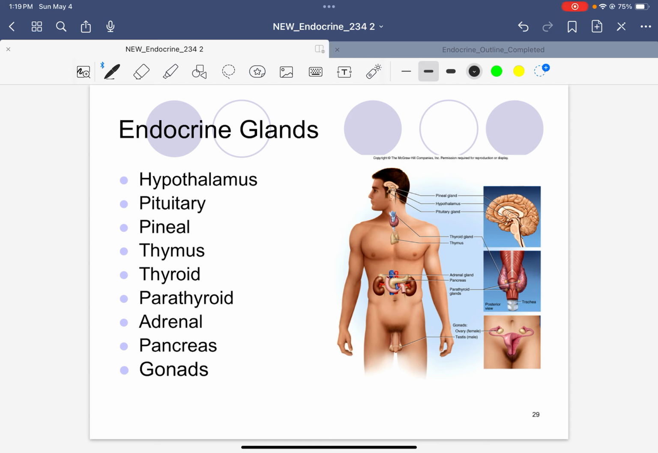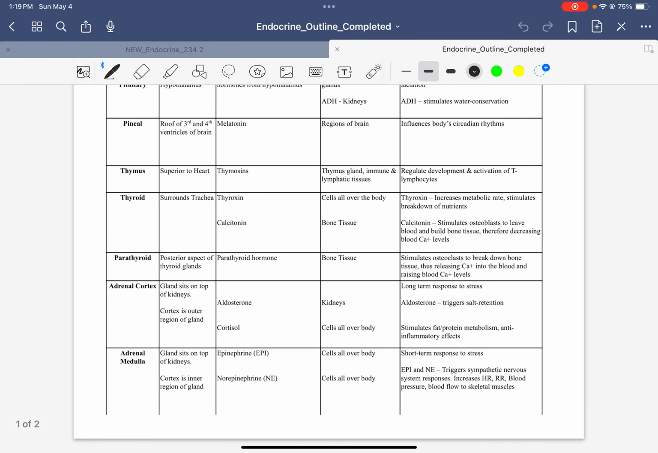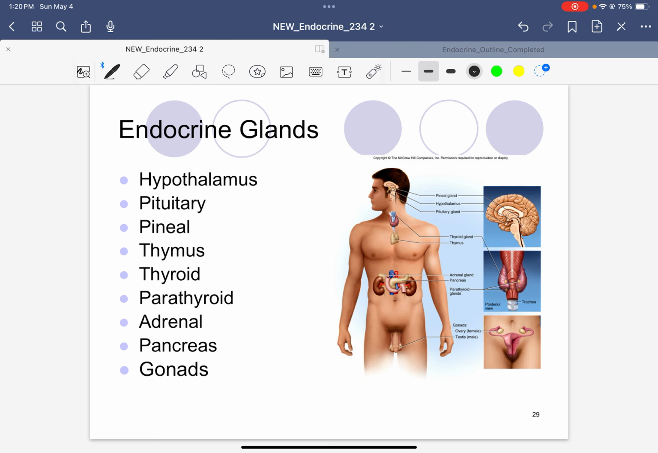All right, here we go. So now we're going to move quickly. We're going to go gland by gland and say, what's the gland? What hormones does it produce? And what do those hormones do? I want to remind you, you have access to a beautiful table. You are not going to have to know all of these, but this is a really great review for you to have. You might just want to circle what I'm asking you to know.